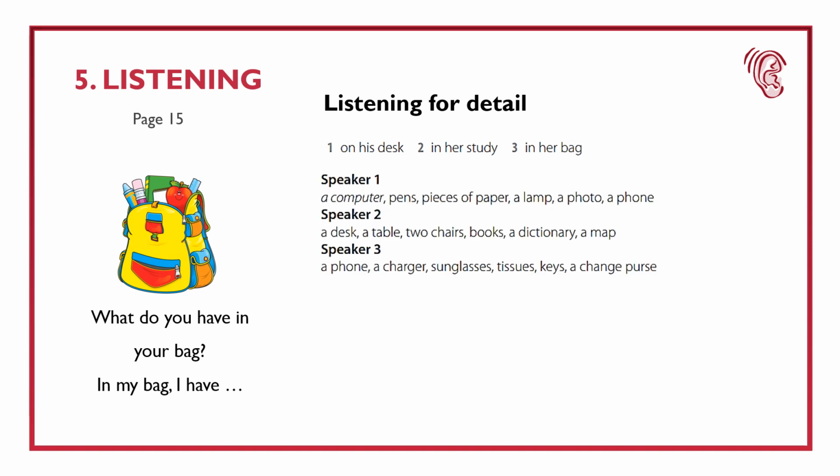Let's check your answers. So for speaker 1, we have a computer. So that was on his desk: pens, pieces of paper, a lamp, a photo, and a phone. For speaker 2, in her study, she has a desk, a table, 2 chairs, books, a dictionary, and a map.